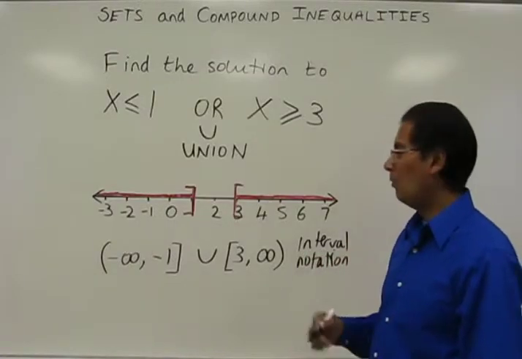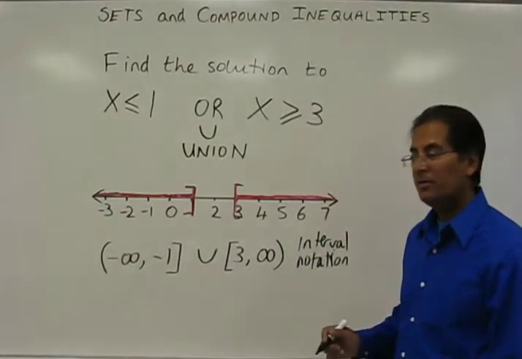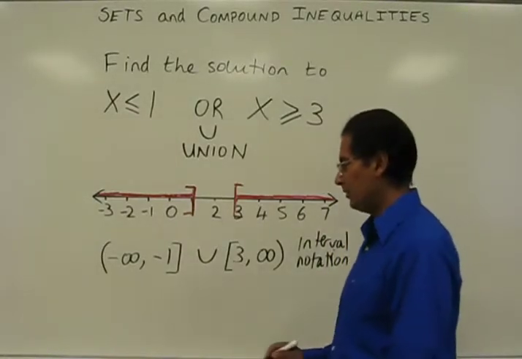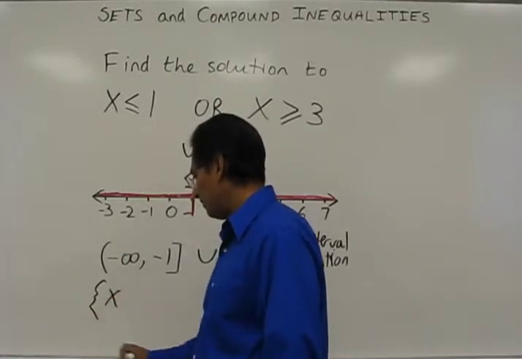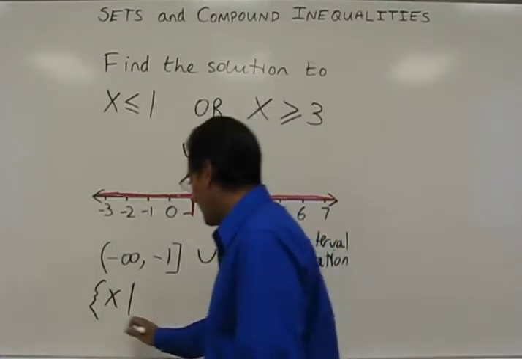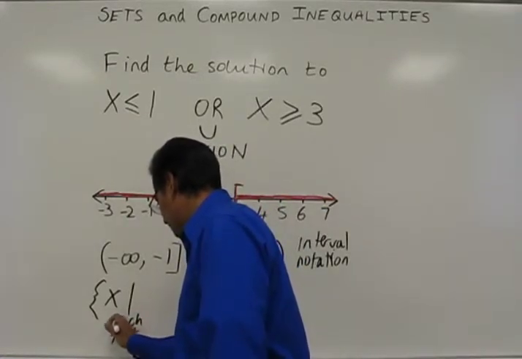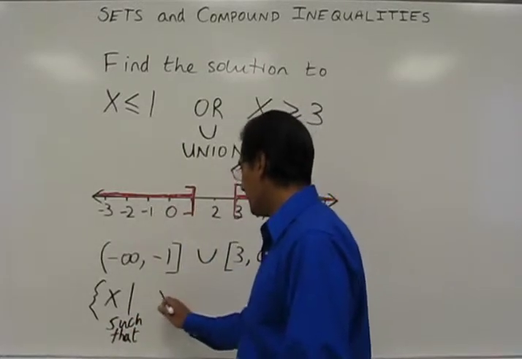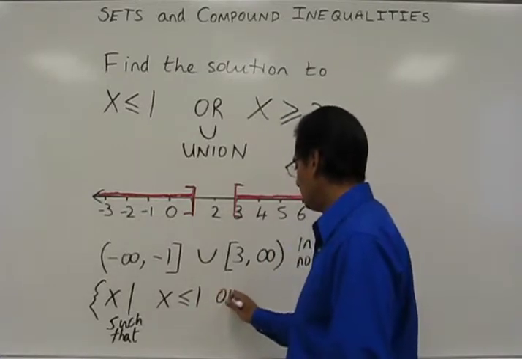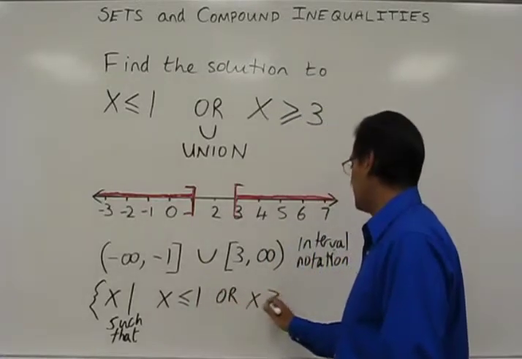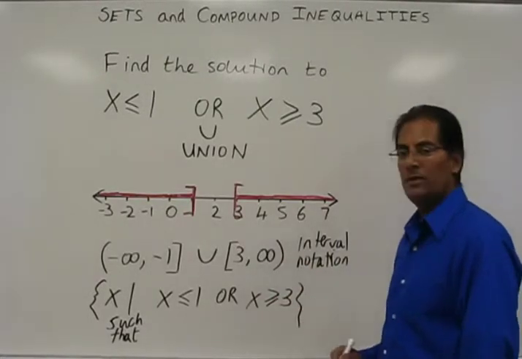Now we can also write it in one other way. This is a new type of notation, which is sort of set notation. We would use a brace and say the set of x's with a line that means such that. You'll see this in higher math books, that line, such that x is less than or equal to 1, or x is greater than or equal to 3. So we can write this set in this way as well.